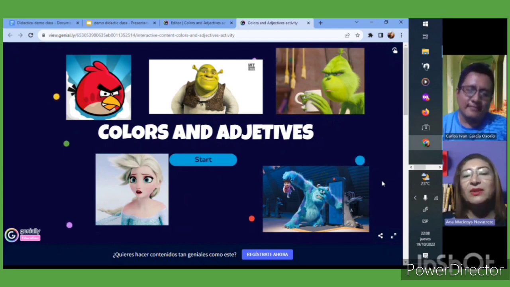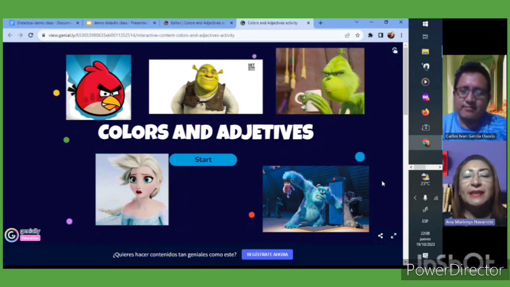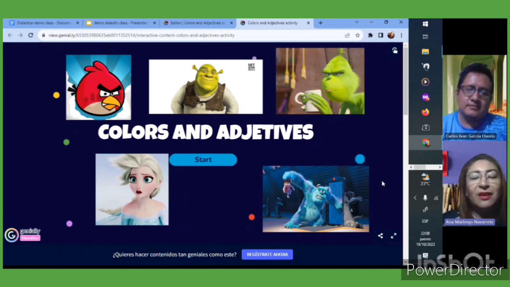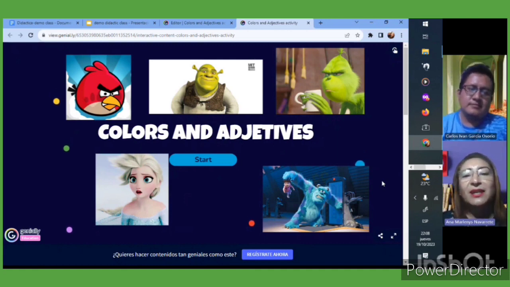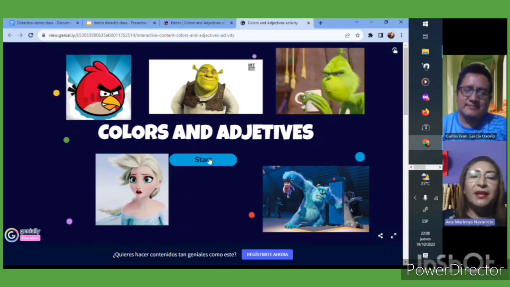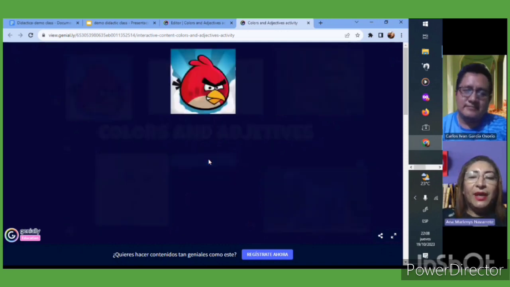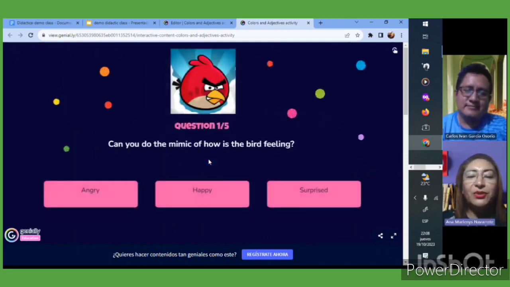First of all, because this activity is for children, they need a colorful presentation like yours, Carlos, and if it is a game, it is better for them because they like emotion. They feel happy doing the activities. Here there are some pictures, and we are going to start this game.